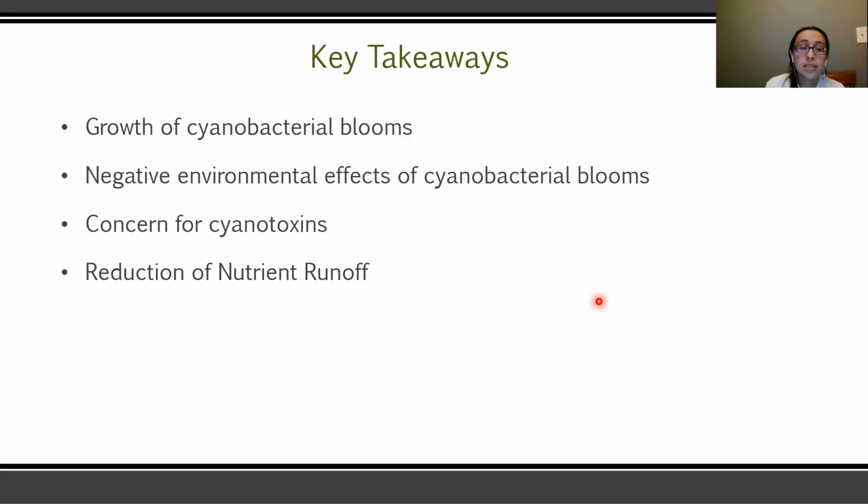So there have been high concerns of cyanotoxins because types of cyanotoxins such as saxitoxins affect humans. They affect the food industry because they can contaminate shellfish. And so one of the most important ways in which cyanobacterial blooms can be prevented is by controlling nutrient runoff, which could mean decreasing the amount of fertilizers that are used in agriculture.